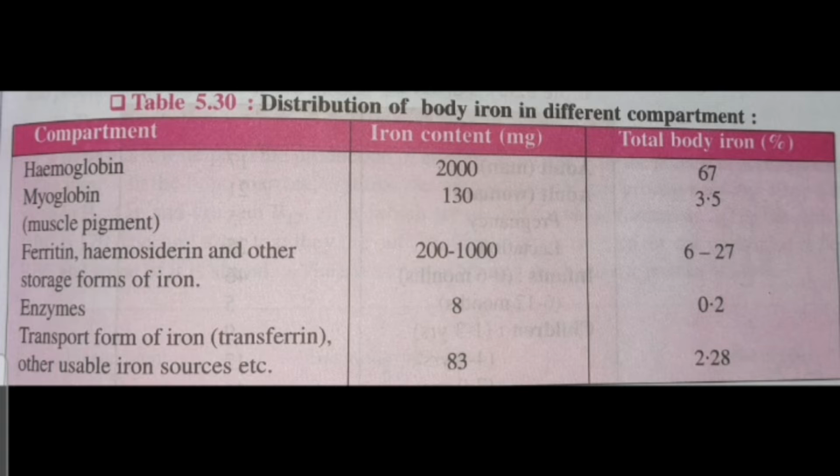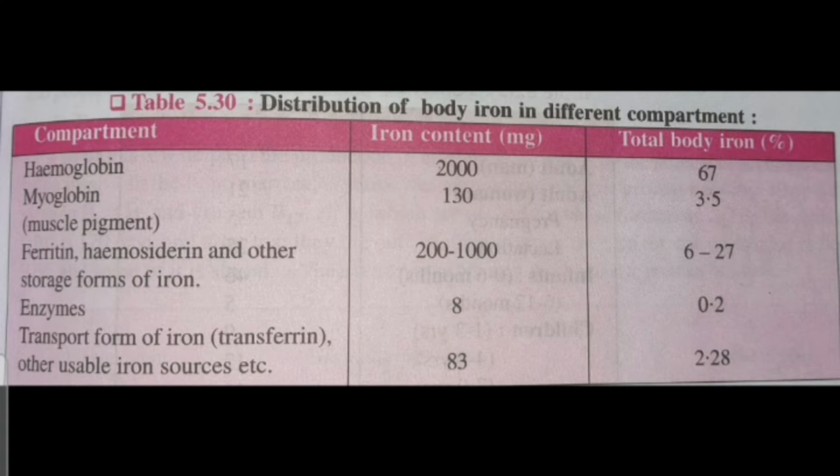The distribution list is given like this. The compartments are first hemoglobin, the iron content is 2000 milligram, that is 67% of the total body iron. In the myoglobin, the muscle pigment, it is 130 milligram, that is 3.5% of the total body iron. Ferritin and hemosiderin and others are 200 to 1000 milligram, and it is 6 to 27% of the body's iron.